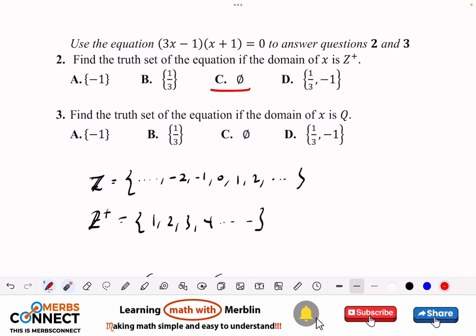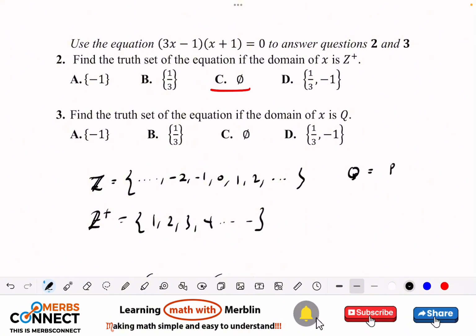Right. So now let's see 3. Find the true set of the equation if the domain is Q. So when you see Q, Q is the rational numbers, right? And what is a rational number? So rational number, right?